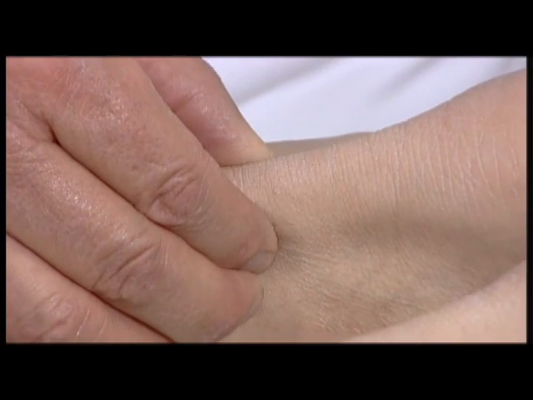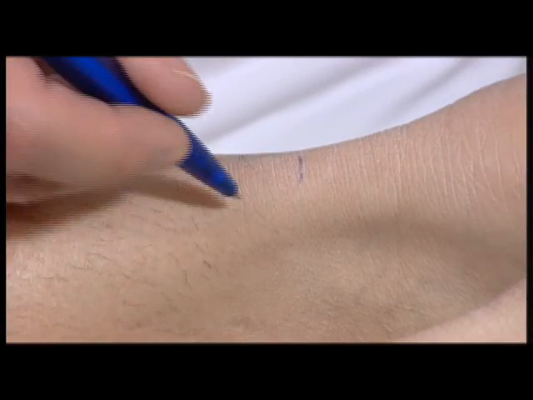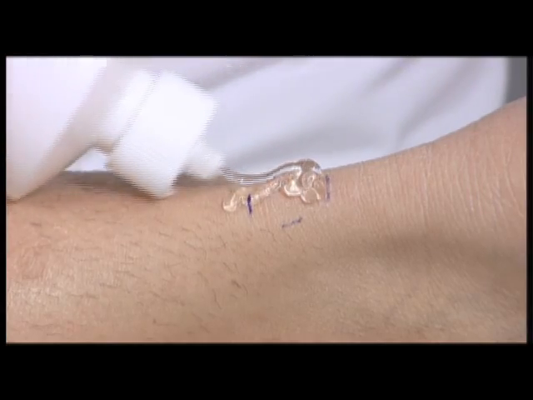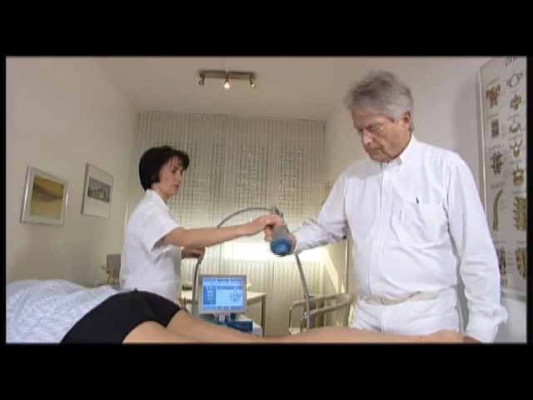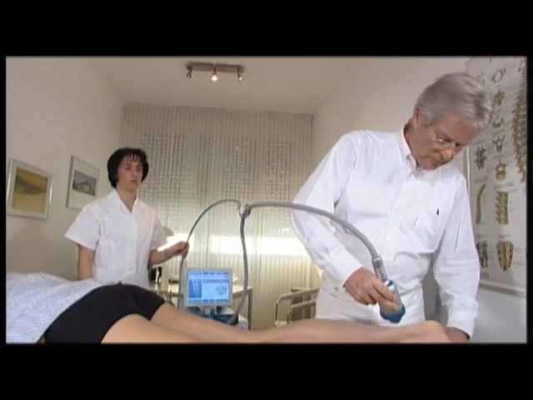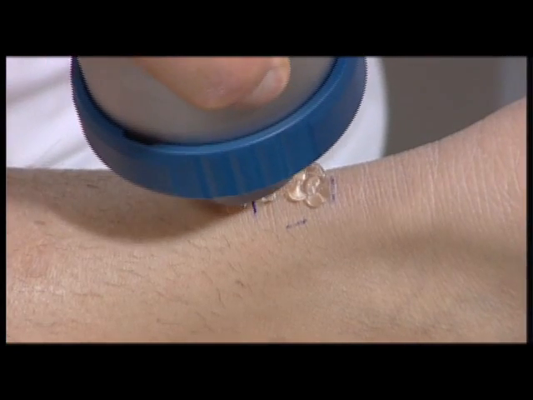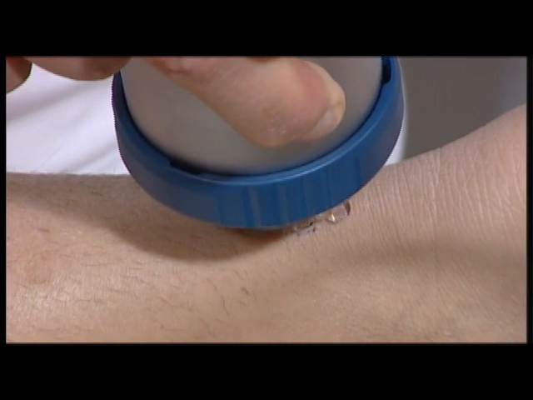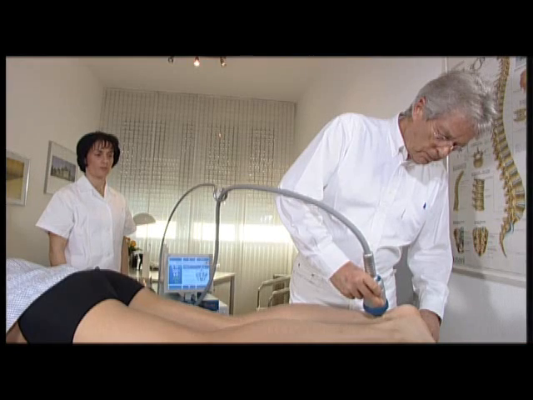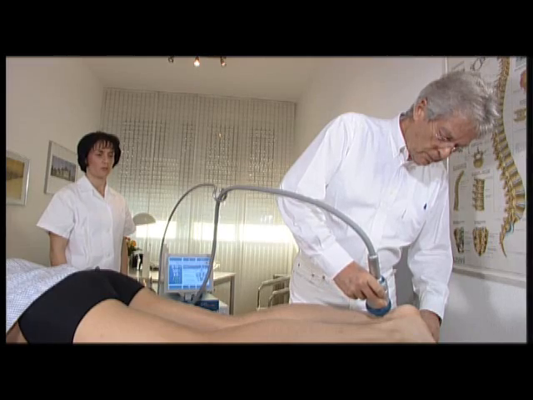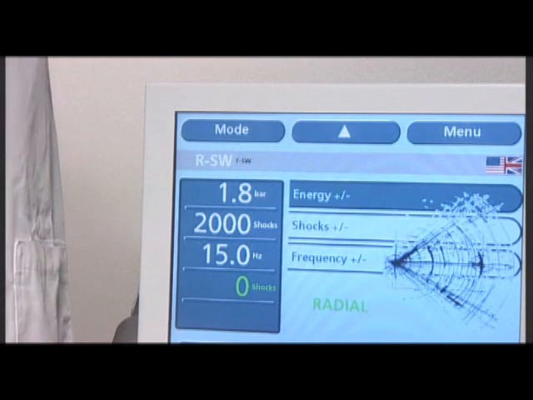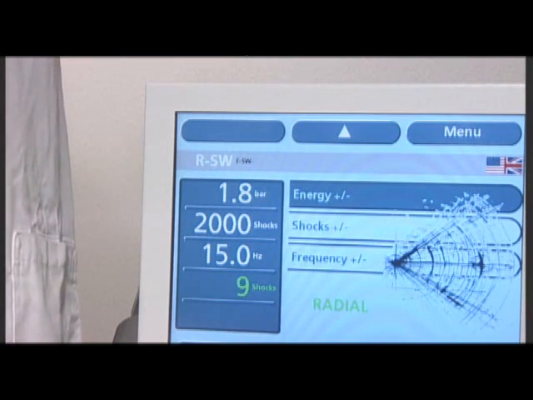In the case of achillodynia, the painful spots along the Achilles tendon are localized on the basis of the patient's indications of pain. The focused shockwave applicator is placed vertically on the tendon, and an initial shockwave energy level of 0.1 to 0.2 millijoules per millimeter is selected. The peripheral trigger points are then treated with radial pressure waves using 2000 pulses as recommended.